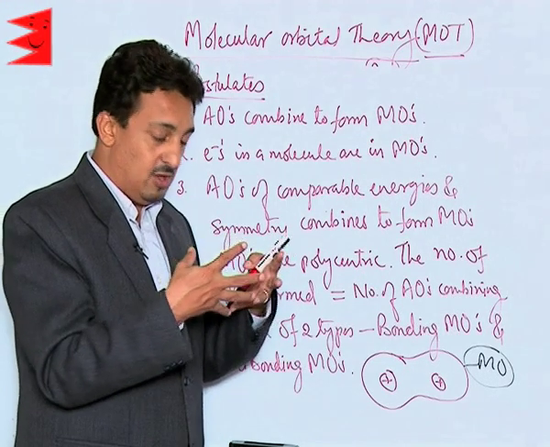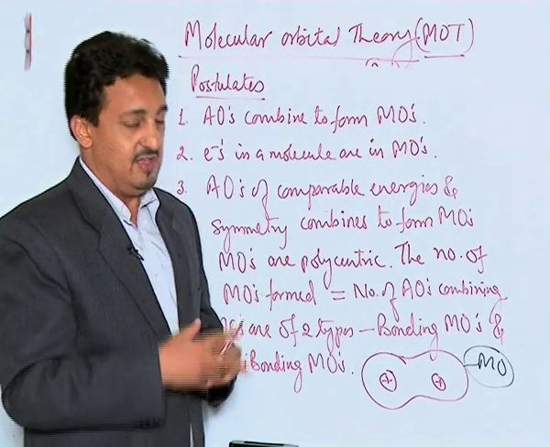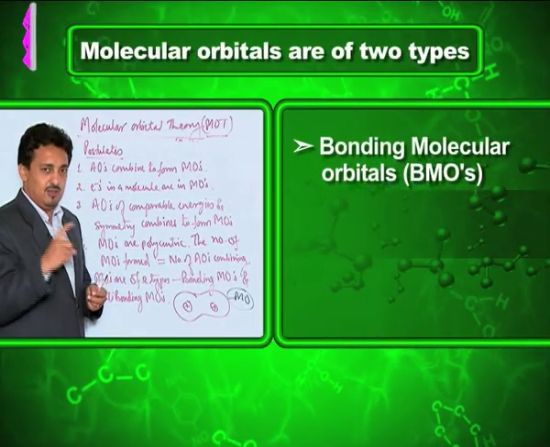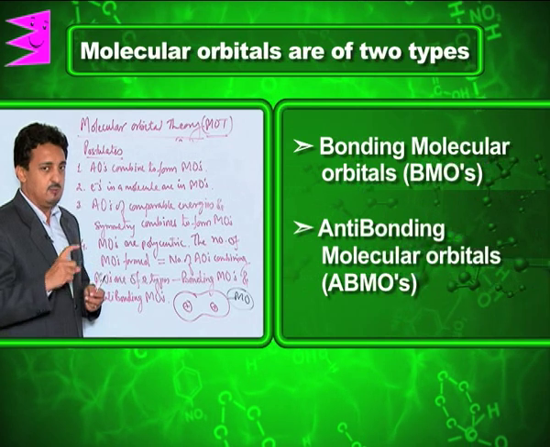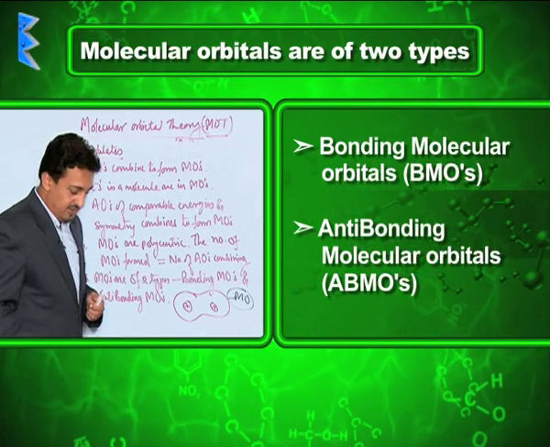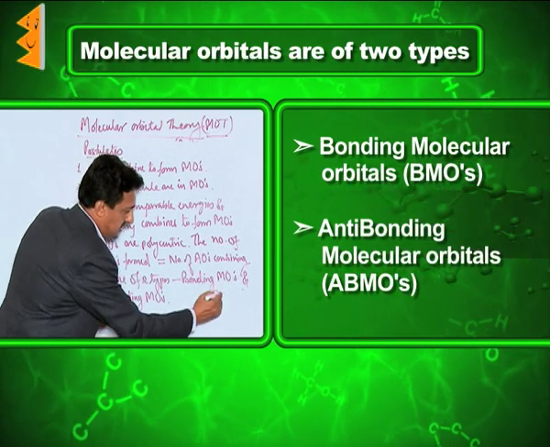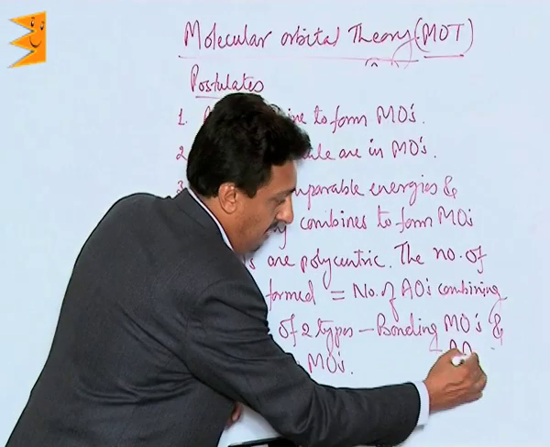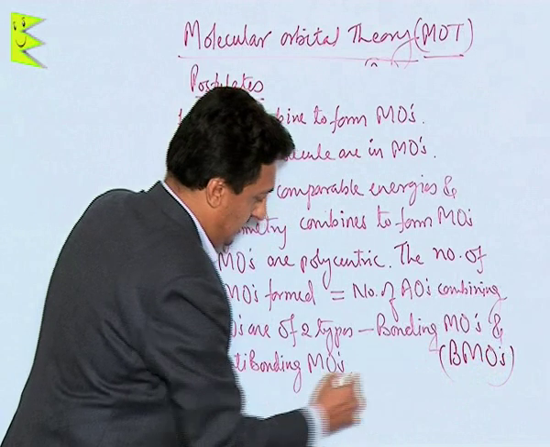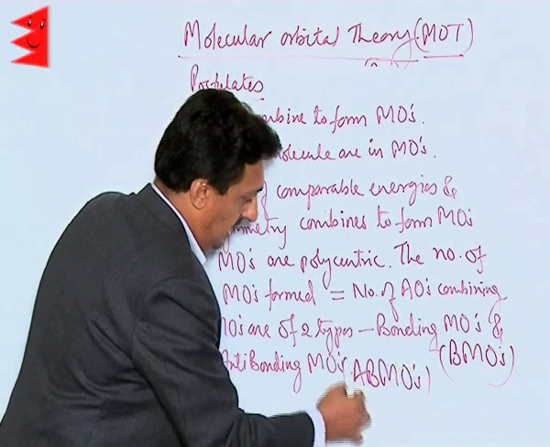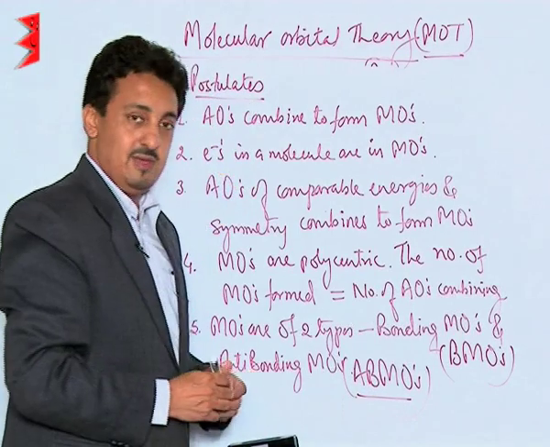Whenever the atomic orbitals combine to form molecular orbitals, two types of molecular orbitals are formed: bonding molecular orbitals and anti-bonding molecular orbitals. In short, we call these BMOs and ABMOs. These are called BMOs and these are called ABMOs. ABMOs means anti-bonding molecular orbitals.